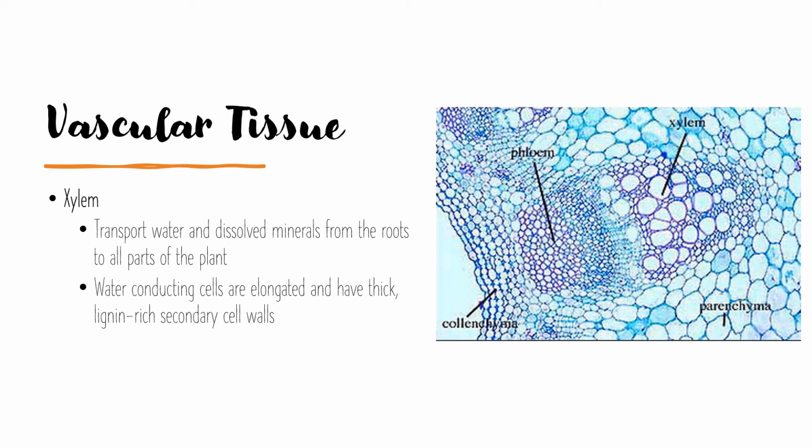So first, we have xylem. Xylem is a tissue that transports water and dissolved minerals from the roots to all parts of the plant. The water-conducting cells of xylem are elongated and have thick, lignin-rich secondary walls. They are dead at maturity, which means that no cytoplasm blocks water flow. Next, we have phloem. Phloem tissue transports dissolved organic compounds, primarily sugars produced in photosynthesis.